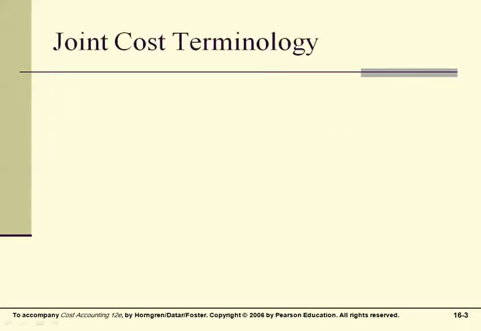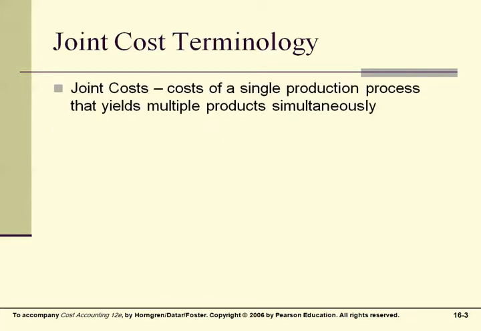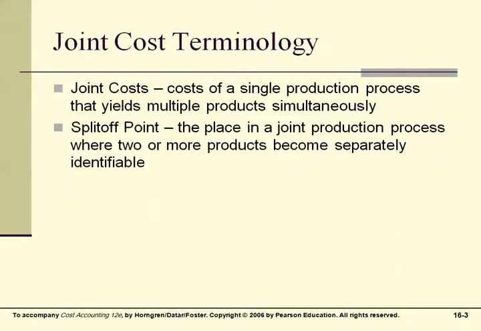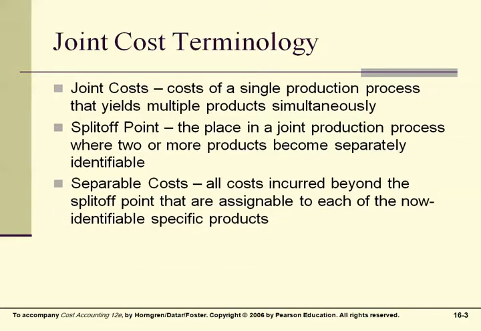First, joint cost terminology. Joint costs are costs of a single production process that yields multiple products simultaneously. Split-off point is the place in a joint production process where two or more products become separately identifiable. Separable costs are all costs incurred beyond the split-off point that are assignable to each of the now identifiable specific products.